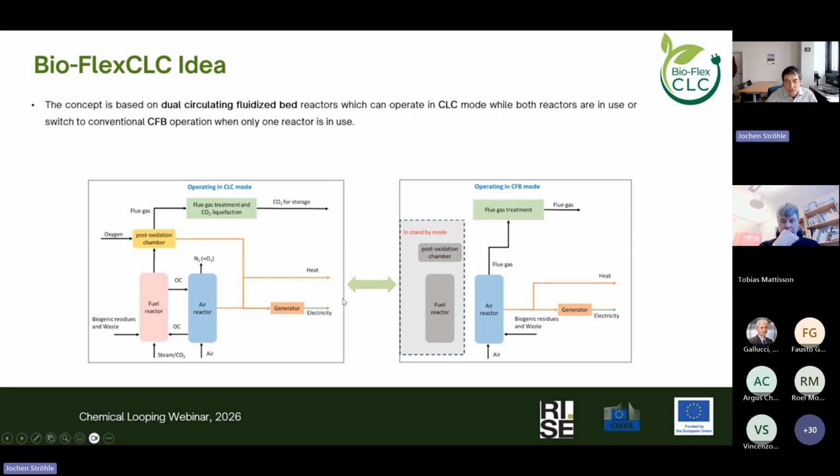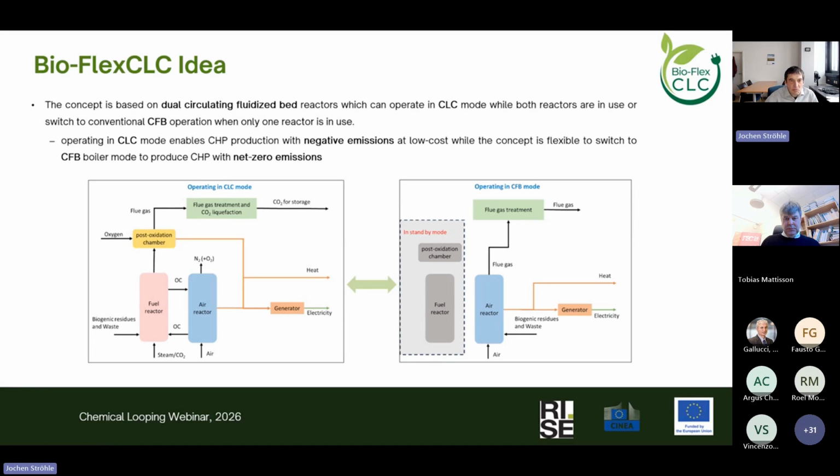So the reactor, which is used as a boiler in the conventional mode, can then be used as an air reactor in the chemical looping system. And then we add an additional reactor, the fuel reactor, which is needed to reduce a metal oxide and then transport oxygen to the air reactor. I won't go now into the details of the concept because I have only 5 minutes to present the project, so the details will follow later. Tobias will talk a bit about this.